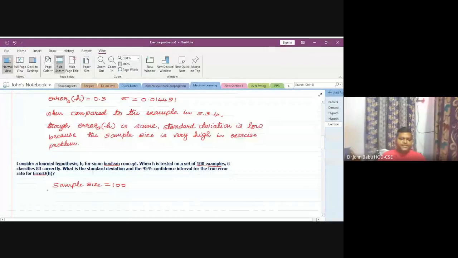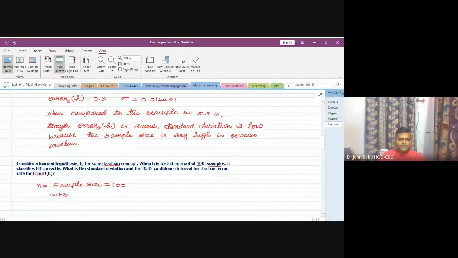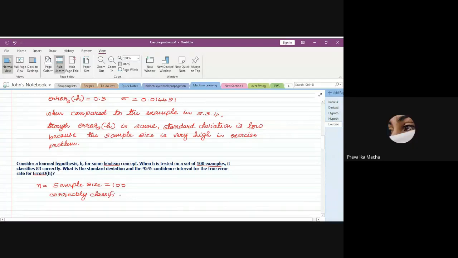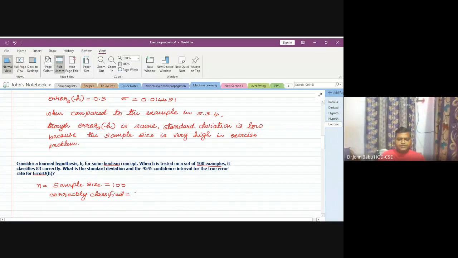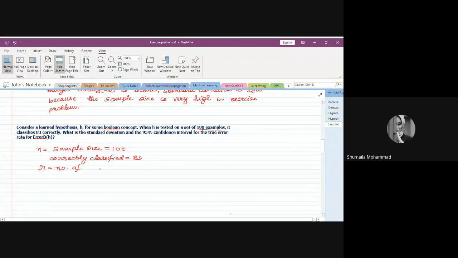And how many correctly classified? 83, sir. 83 correctly classified. And what are the errors then? Out of 100, 17. 83 are correctly classified. So number of errors R is equal to how much? 17.